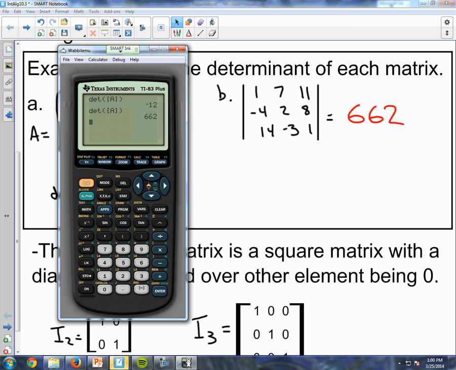We'll come up with, as we move through this chapter, some uses for the determinant, but for right now, I just need you to be able to figure out what it is.